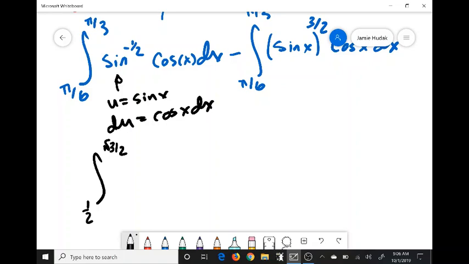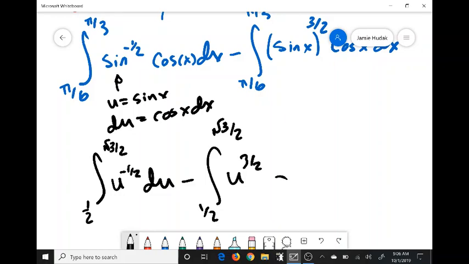And we changed our bounds to u. We're changing our integral to u. This is going to be u to the negative 1/2 du minus, bounds are 1/2 to root 3 over 2, and this will be u to the 3/2 du.